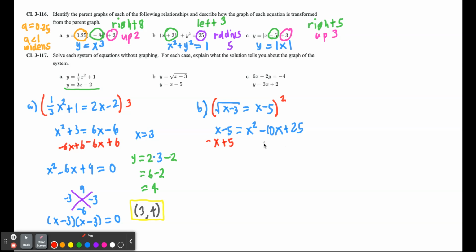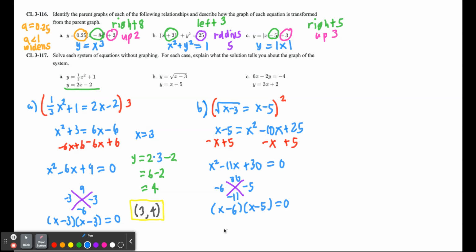So subtract x, add 5. Then you get x squared minus 11x, and then 25 plus 5 is 30 equals 0. Then again, we do quick factoring. So you put 30 up here, negative 11 here, and you get negative 6, negative 5. So it factors to x minus 6 times x minus 5 equals 0. So then you have x equals 6 and 5.